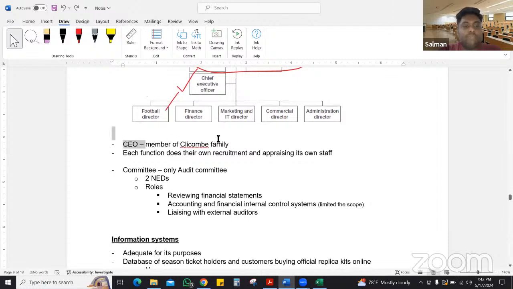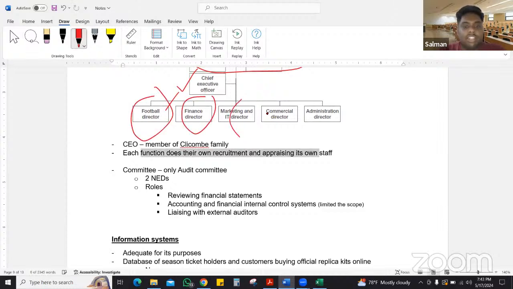So CEO, member of Click-On family. Another reason, what do you call it? Example they have given to tell that shareholders are internal stakeholders. See, each function does their own recruitment and appraising its own staff. So we have many functions here: football, finance, marketing, commercial director, administration. 5 different functions. Each function recruits separately, and they appraise their employees separately.